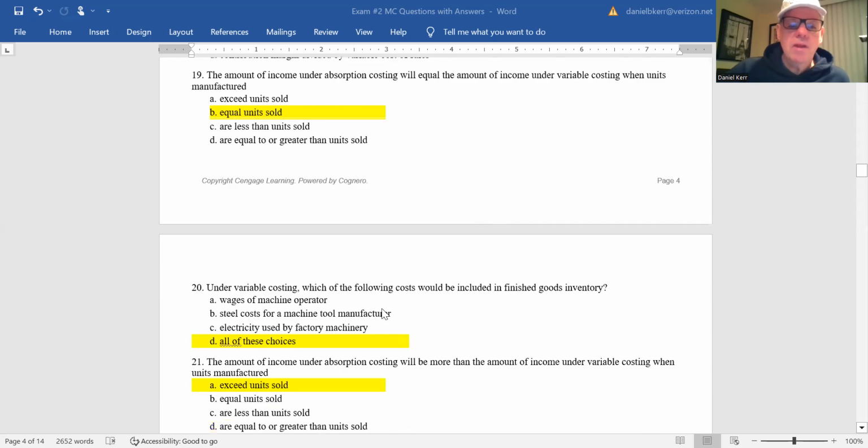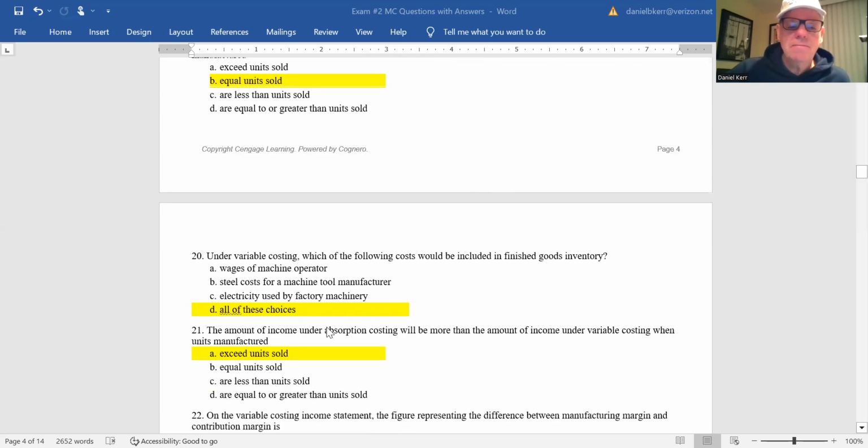Okay, number 20. Under variable costing, which of the following would be included in the finished goods inventory? The finished goods inventory under variable costing would include all the variable costs. Those are all variable costs, so the answer is D.